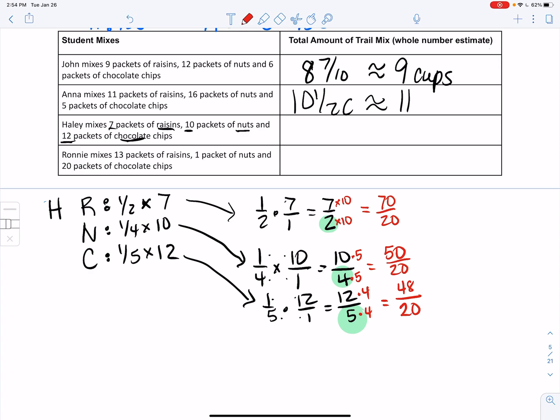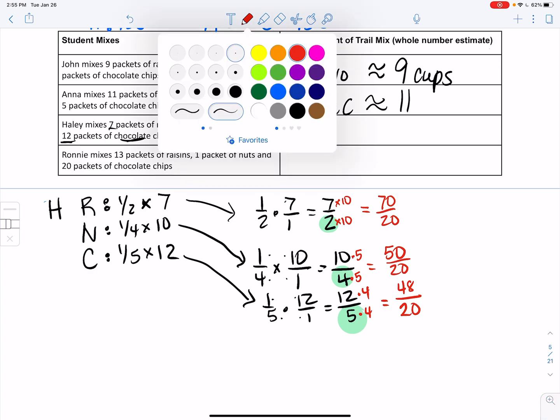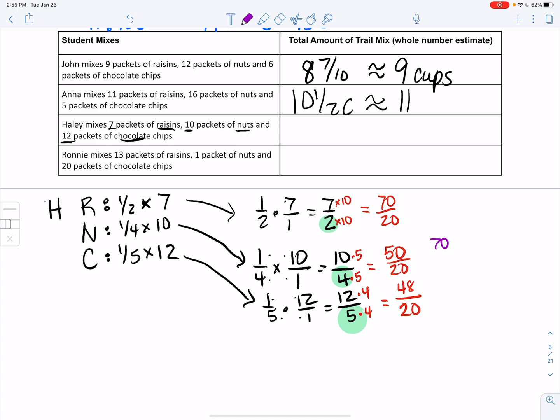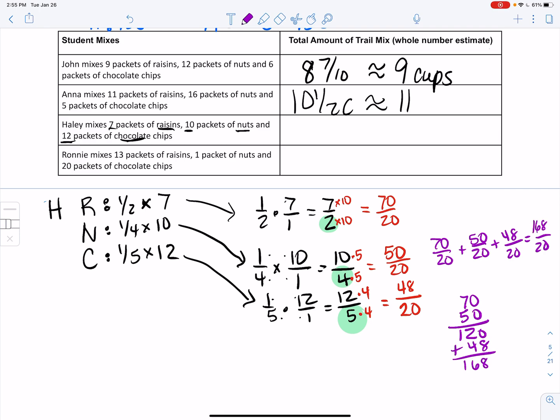I'm going to bring these, let me change colors so that you can follow along. 70 over 20 plus 50 over 20 plus 48 over 20. Remember that the denominator stays the same. I'm going to have to go off to the side and do my math. 70 plus 50 is 120, plus the leftover 48, you get 168. Whew. All right, now I have to figure out how many cups that is.